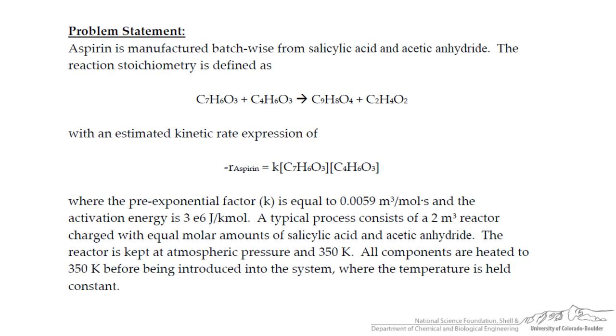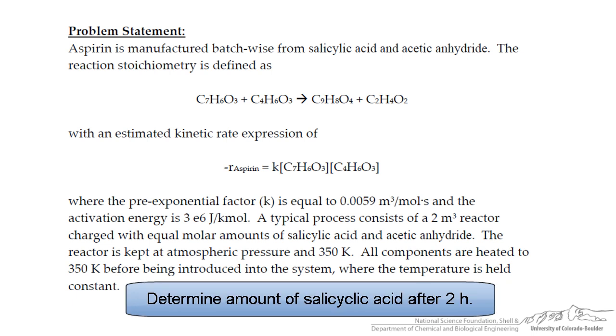The goal of this screencast is to show you how to use a reactor simulation in SuperPro Designer to solve problems involving reactions. So we're going to use the following example in which we're forming aspirin from salicylic acid and acetic anhydride, and you're given the reaction stoichiometry as well as a kinetic rate expression and other relevant data for our reactor system. Our goal is to determine the amount of salicylic acid after 2 hours of this reaction.